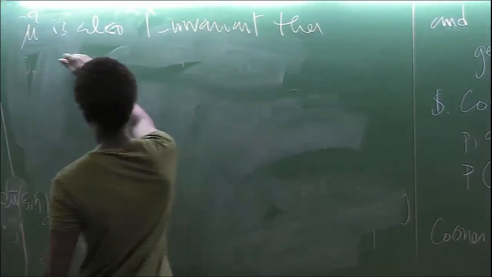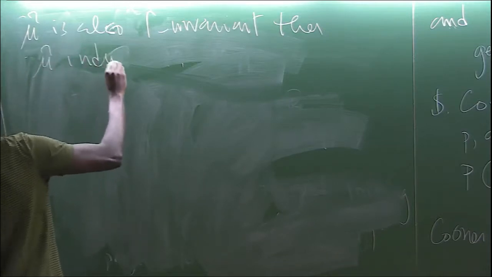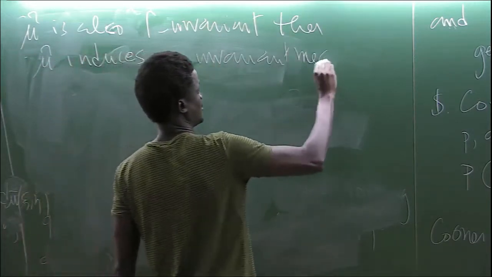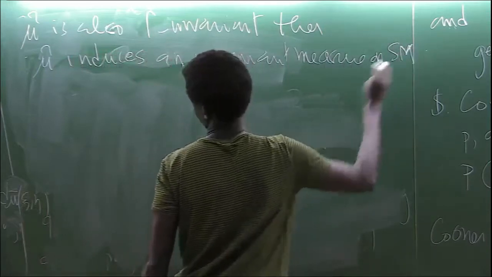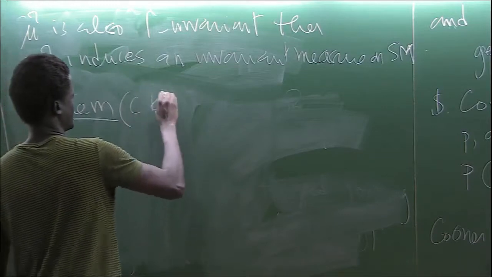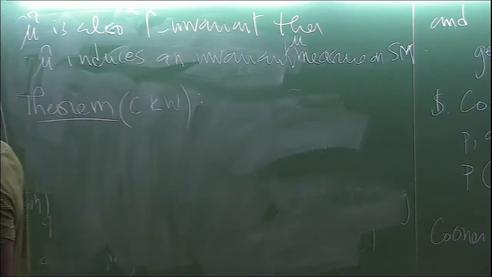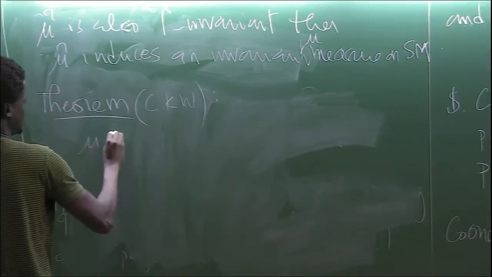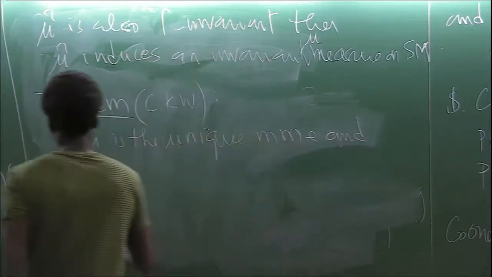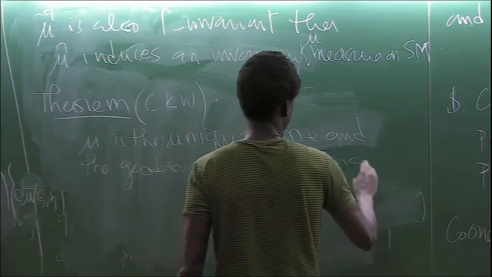Then mu tilde induces an invariant measure on SM, the unit tangent bundle of M. And there is this theorem that we proved in our first joint paper, Climenhaga, Knieper, and myself: this induces an invariant measure, let's call it mu, that when you project this to the unit tangent bundle of your manifold, mu is the unique MME, and the geodesic flow is mixing with respect to it.